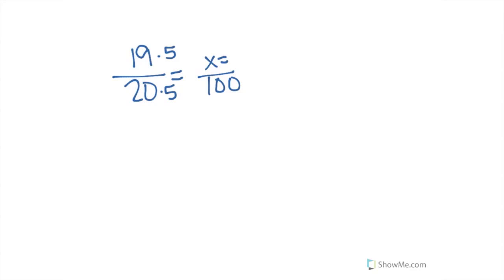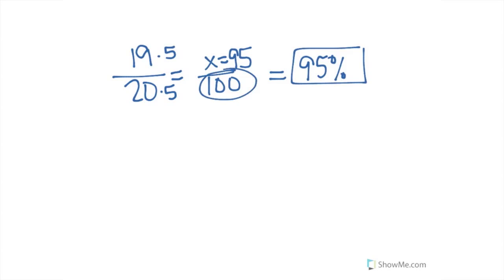Let's go back to the fraction I had earlier. I had 19 on my test out of 20 correct, and we agreed that a percent is out of 100. So to find my percent, I'm going to multiply 20 times 5 and 19 times 5, which gives me 95. Earlier we agreed that my answer would be 95%. Percent is out of 100.